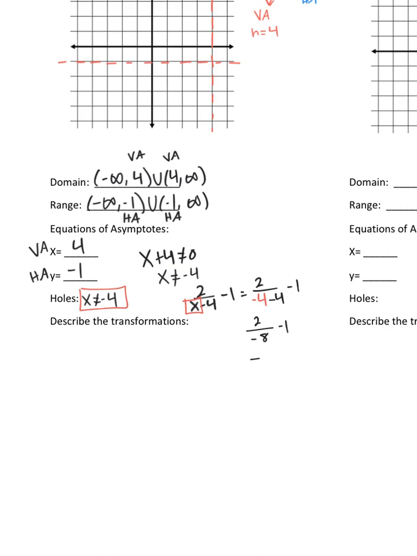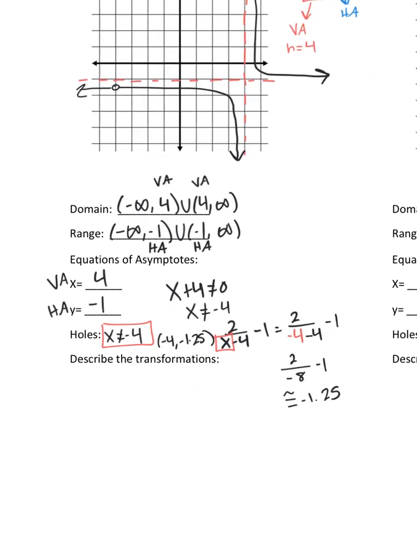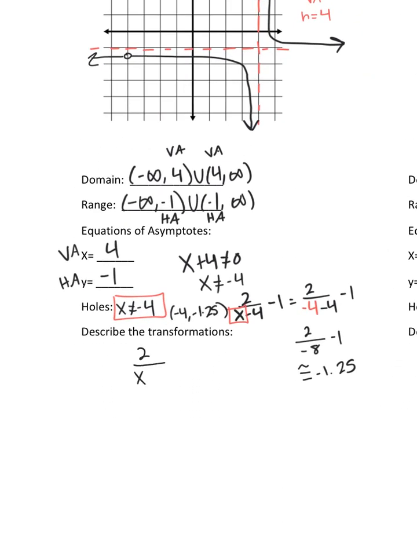So as a decimal, that's going to give us about -1.25. So our hole is going to be at -4, -1.25. So we've got one about there. Okay, so my graph is going to look something like this. Okay, and this is the function that I need for my transformations.